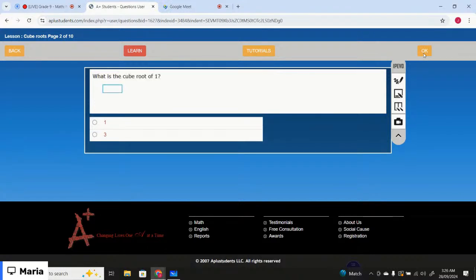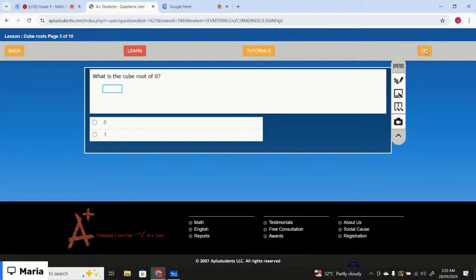What is the cube root of 1, which is the correct option? So cube root of 1 is 1, right? 1 times 1 times 1. So that is 1. The correct option is option number 1. Cube root of 1 is 1.